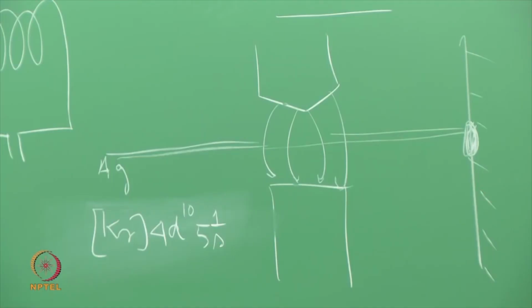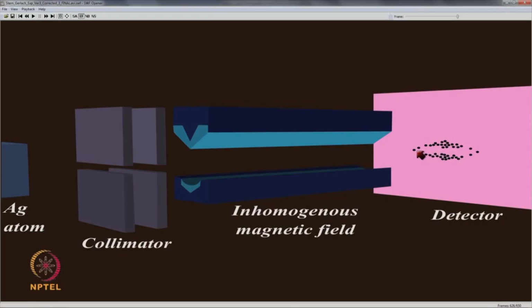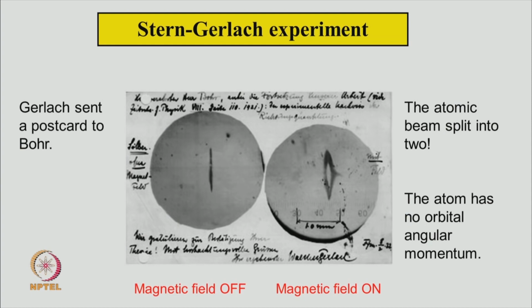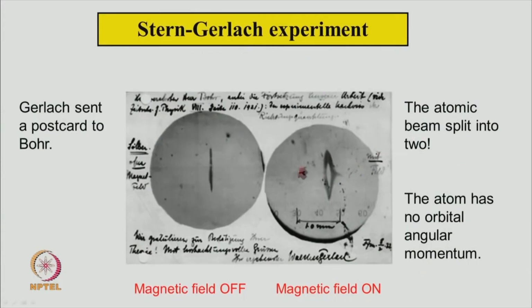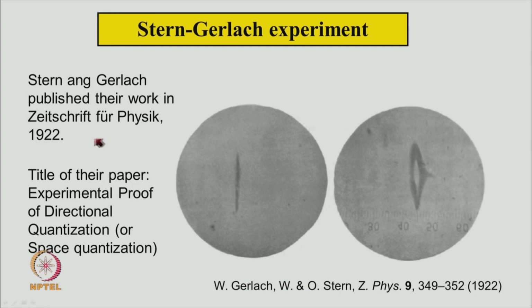So, they sent this finding to Niels Bohr in a postcard, announcing that they found the splitting of this silver beam, particularly because the silver atoms did not have any angular momentum. Here is the actual photograph. When the magnetic field was off, all the atoms fell here, a single lump. When the magnetic field was on, they show splitting. They published their result in the journal Zeitschrift für Physik with the title The Experimental Proof of Directional Quantization. So, this is the famous experiment.